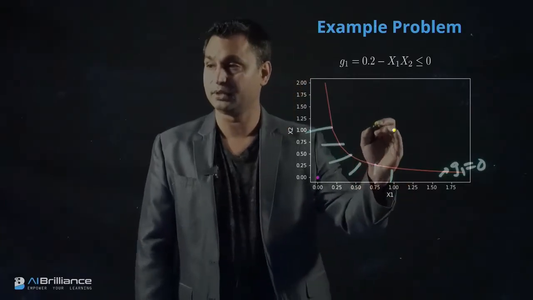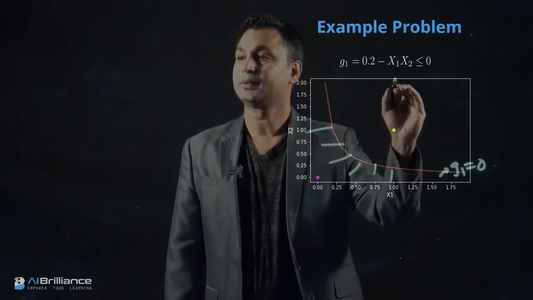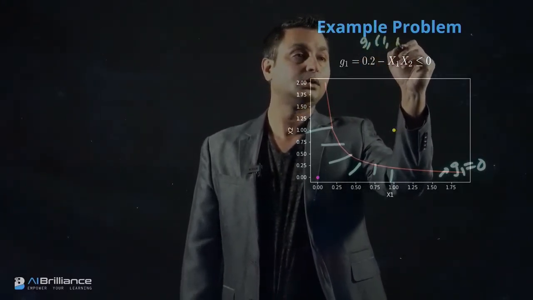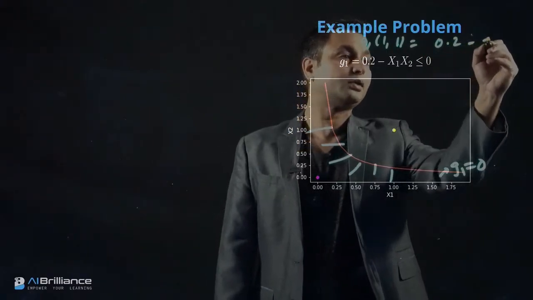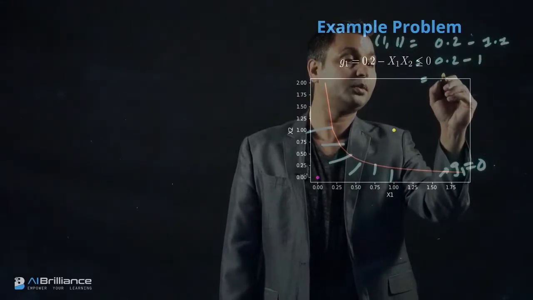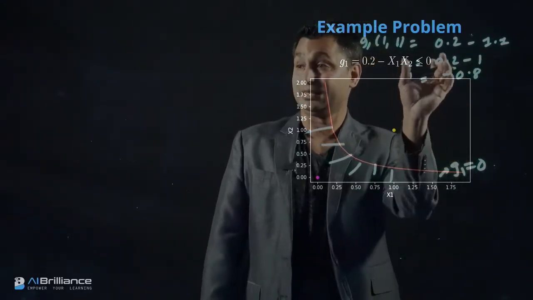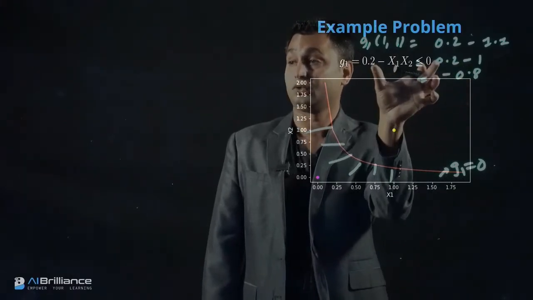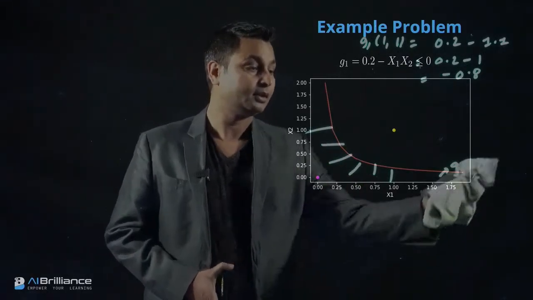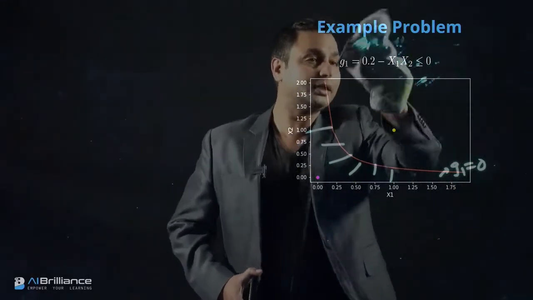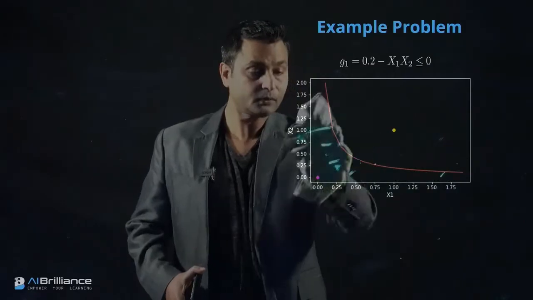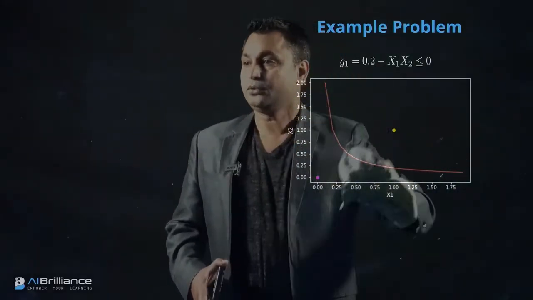Now let's check the feasibility. If I check this point, which is 1, 1, and substitute 1, 1 here, our overall G1 at 1, 1 is going to be equal to 0.2 minus 1 times 1. So this is equal to 0.2 minus 1, or minus 0.8, which is less than 0. So it is satisfying this inequality. That's why this region is going to be feasible, and this region is going to be infeasible. So similar to the linear problem, we can also find feasible and infeasible regions in a nonlinear constraint function too, and this is what we have done here.